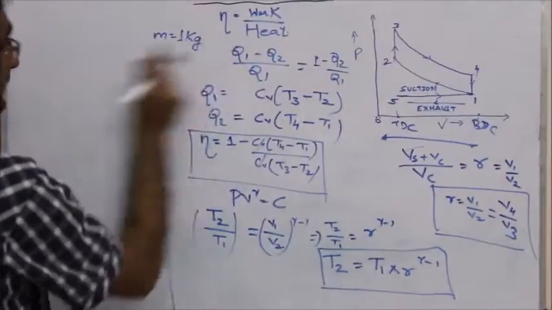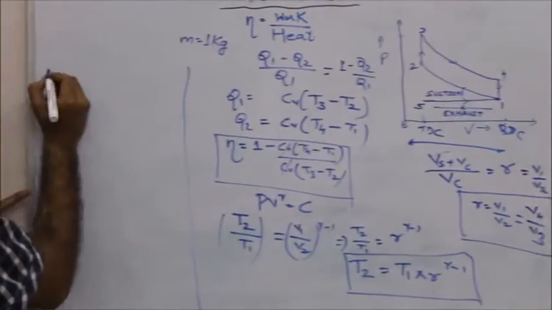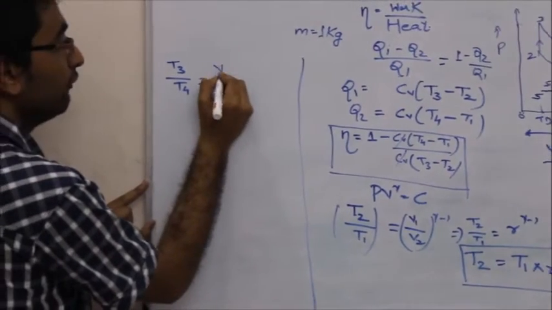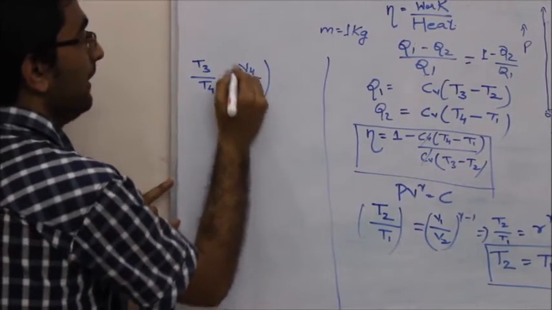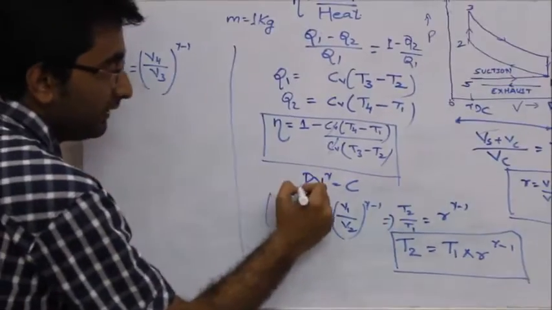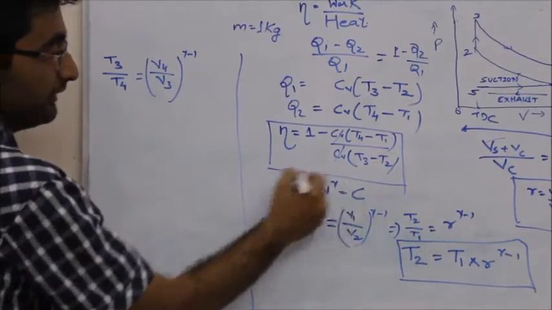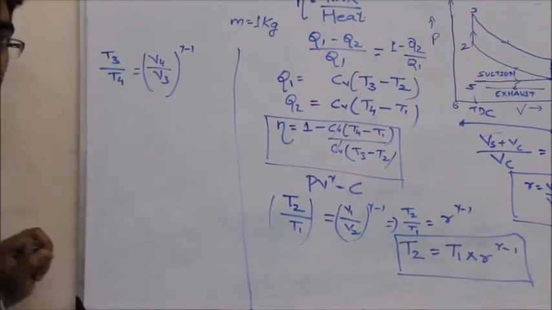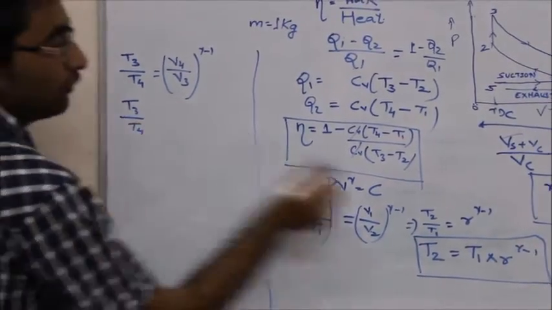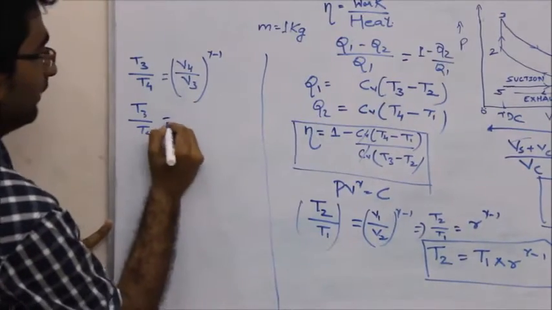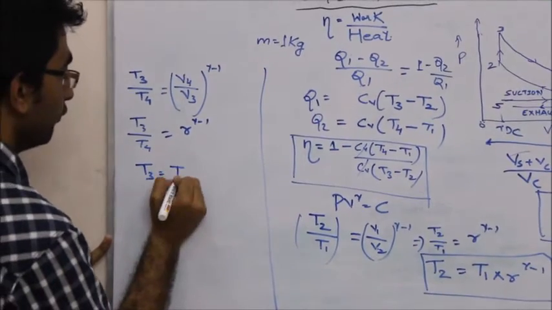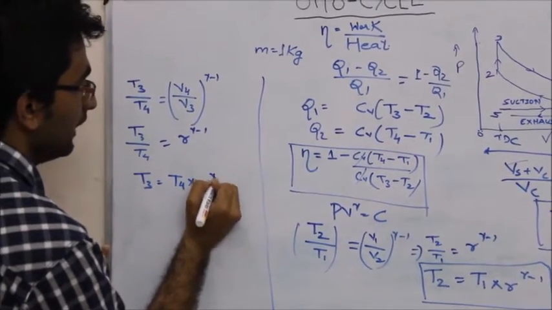Similarly, for reversible expansion, we have T3 by T4 is equal to V4 by V3 to the power gamma minus 1. This formula comes from PV to the power gamma is equal to constant. With the help of this formula and PV equal to nRT, we can derive this. So T3 by T4, similarly from r is equal to V4 by V3, is r to the power gamma minus 1. So T3 is equal to T4 into r to the power gamma minus 1.